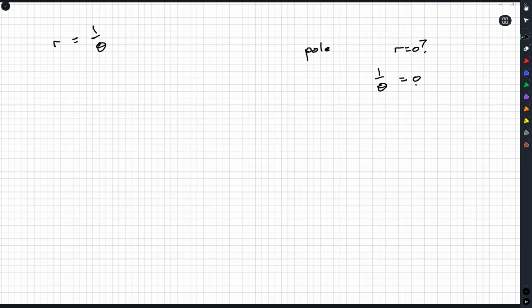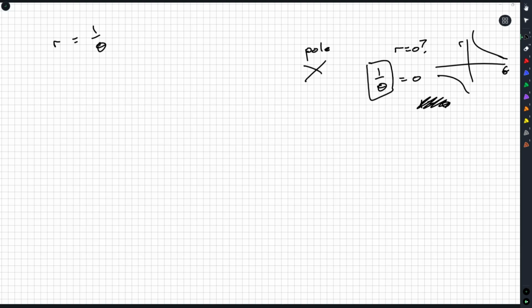Well, in order for 1 over theta to be equal to 0, multiplying by theta on both sides, you'd have to have 1 equals 0. That's just not going to happen, right? 1 over theta is never equal to 0. You can see this with a quick sketch, on a theta-r axis, it never hits r equals 0. So no, the pole is not on this curve. Okay, happens.